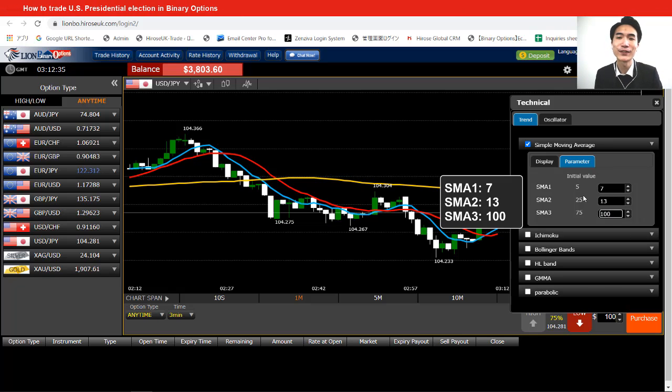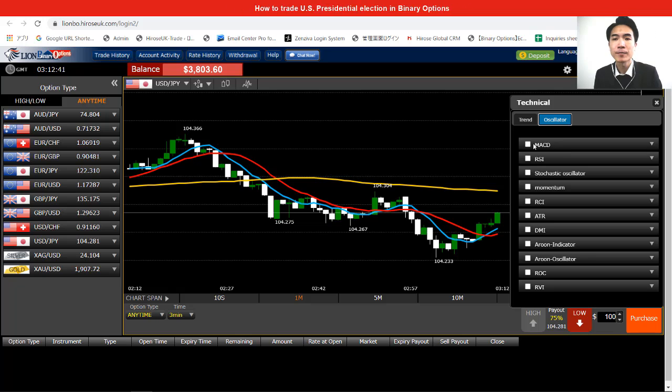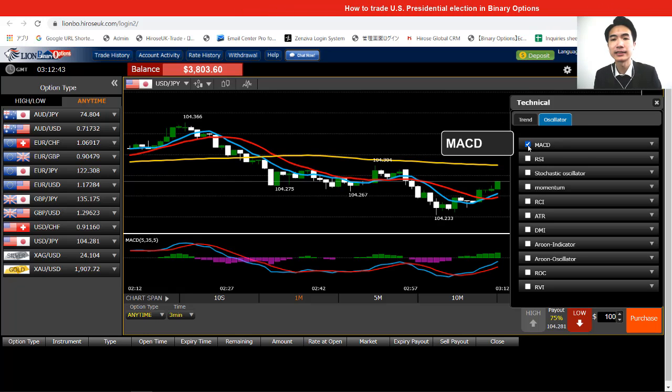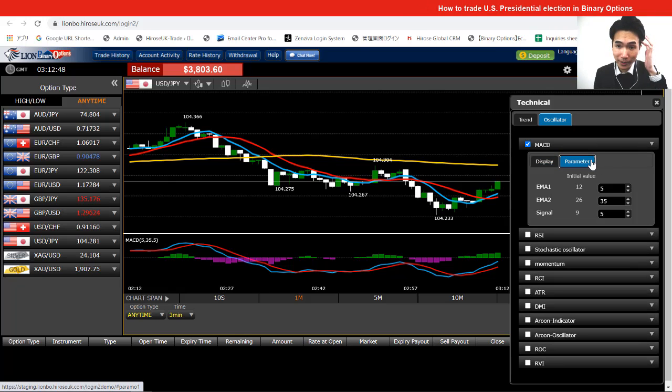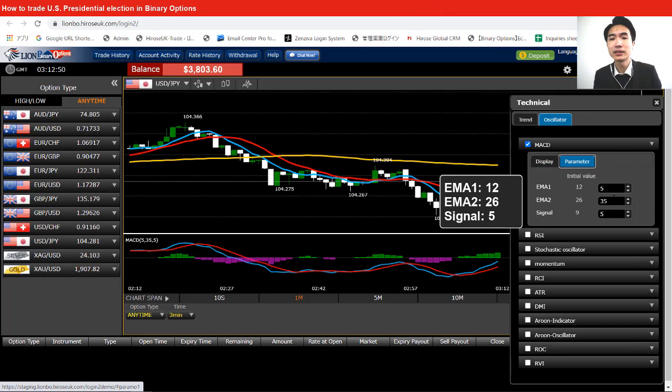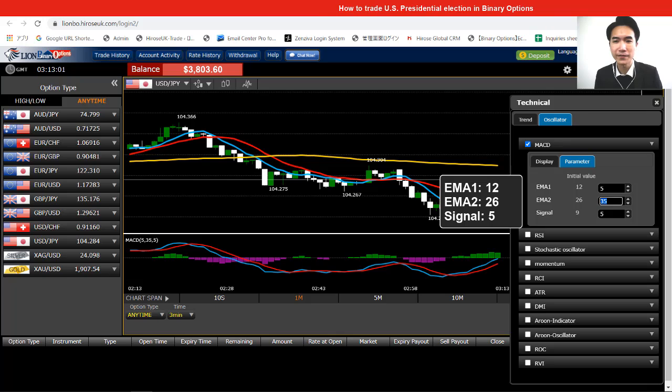Next we'll go to the oscillator. Just click on the oscillator. We will select the MACD. That's the second indicator we're going to use. Open the drop down, and then go to parameter. For MACD it is always the same, so we are using a 5, 35, and 5 parameter. Again, EMA1 is 5, EMA2 is 35, and signal is 5. Get that done and close the technical indicators window.